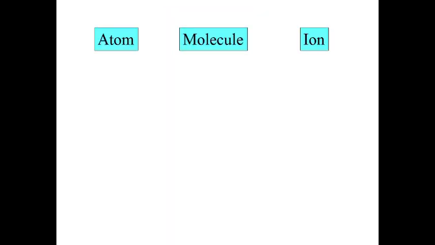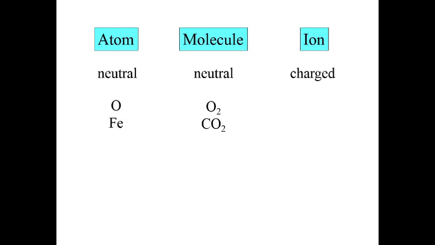Let's take a minute to think about the differences between an atom, a molecule, and an ion. Atoms and molecules are neutral entities, whereas an ion is charged. When we look at chemical formulas, an atom is given a single symbol from the element, such as O for an oxygen atom or Fe for an iron atom. A molecule exists where there is more than one atom bonded together. Molecules can be elements where all of the atoms are the same, such as in O2, or they can be compounds like CO2, where there is more than one element present.